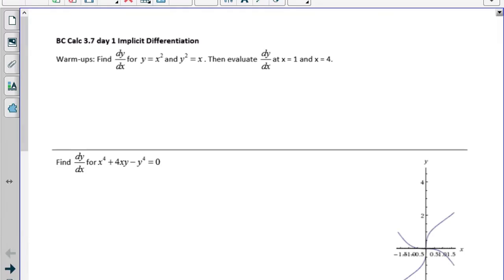These are the notes for day one of implicit differentiation. First, what I want you to do is try the warm-up. Try to find dy dx for both of these functions, then evaluate dy dx at those 2 points for x and see what you get for the slopes of those tangent lines.